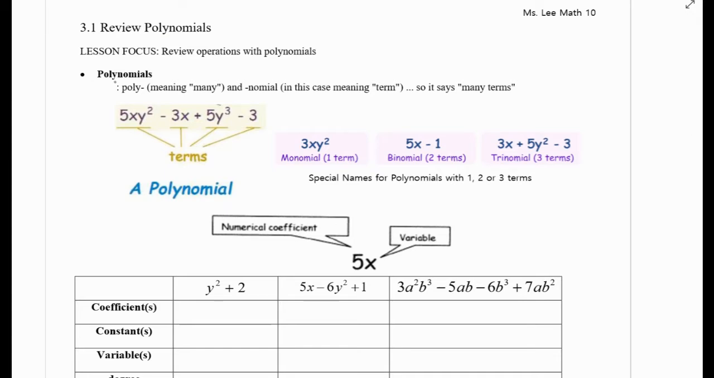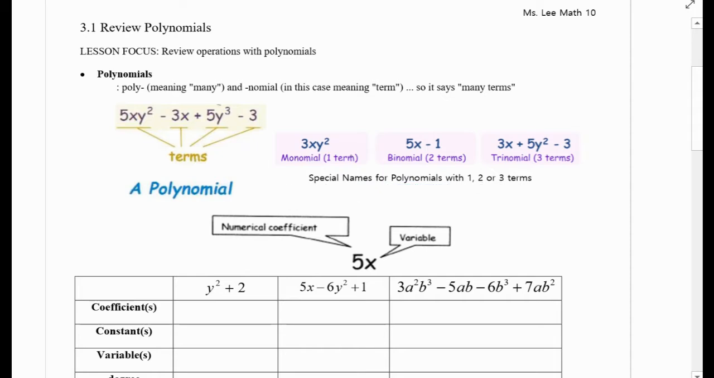Alright, here, polynomials. Poly means many, and nomial means term. So it means many terms. Here you have polynomials. Those are terms. When there's only one term, we call it monomial. When there are two terms, we call it binomial. When there are three terms, trinomial. So there are special names for polynomials with 1, 2, 3 terms.